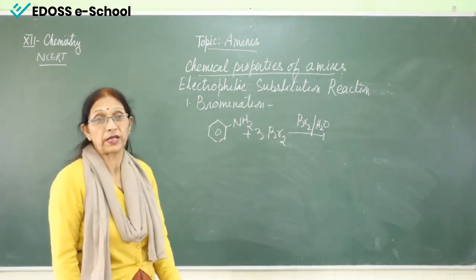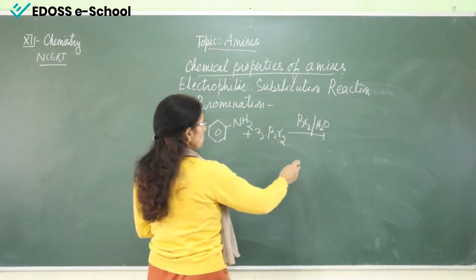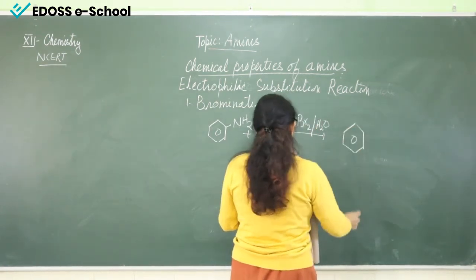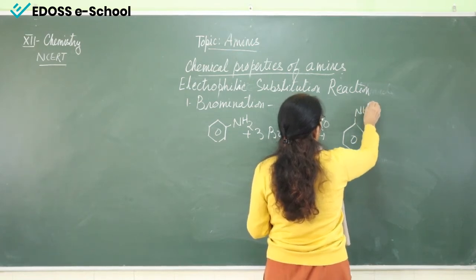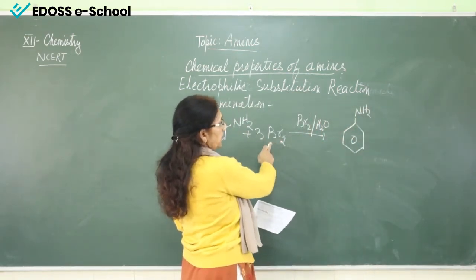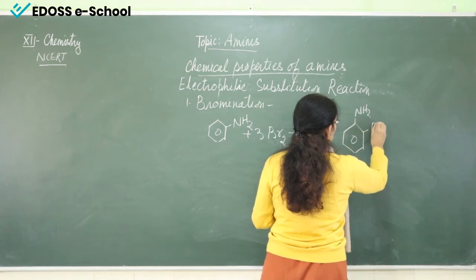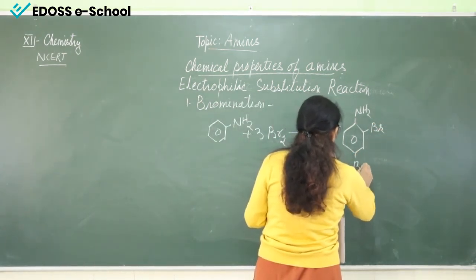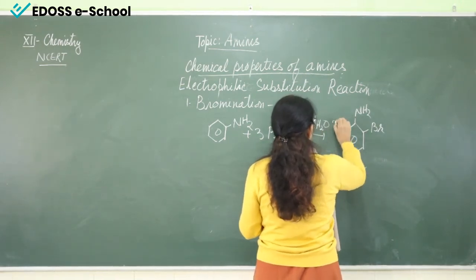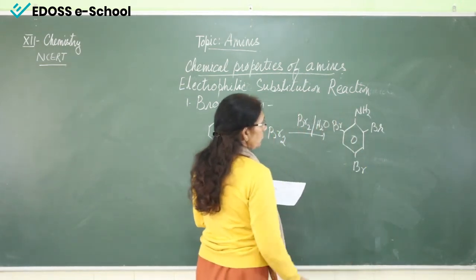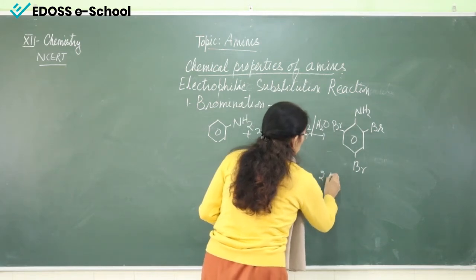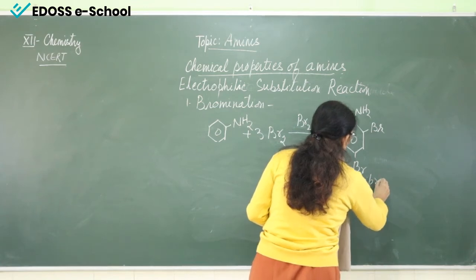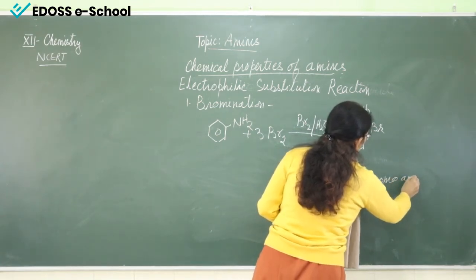Because this is ortho and para directing, what is happening in this case? You can see the benzene ring, this is aniline, and Br attacks on the ortho and para positions. So what is formed? 2, 4, 6 tribromoaniline is formed.